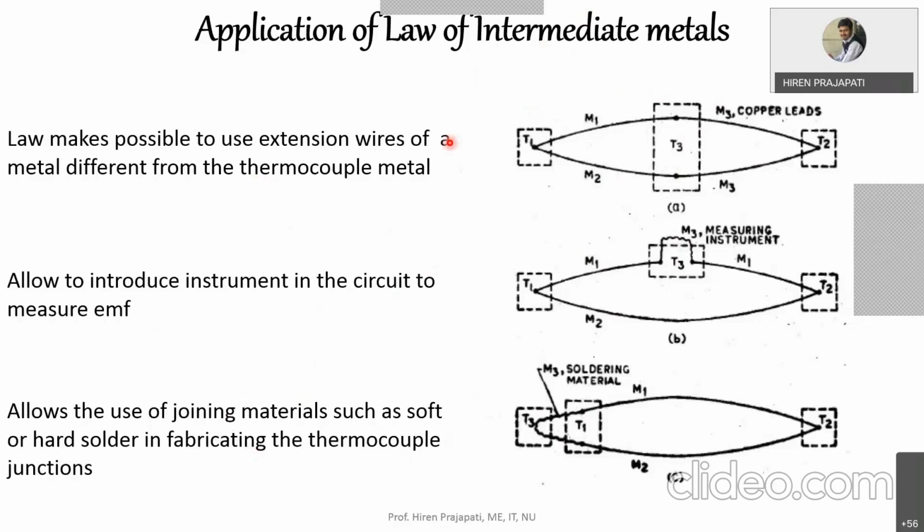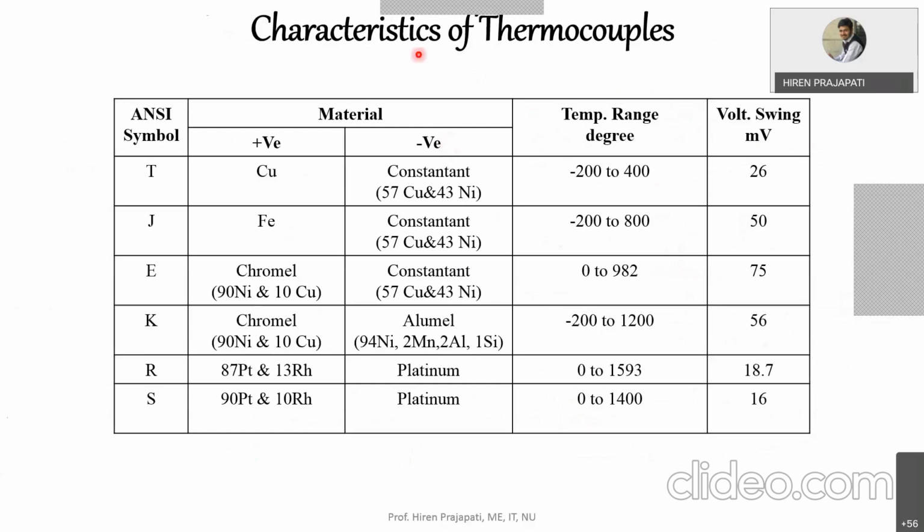Okay, so this is about the characteristics of thermocouple. These are the ANSI symbols of 6 different thermocouples: T, J, E, K, R, S. In industry, these thermocouples are identified based on ANSI symbol. So if you go to purchase a thermocouple, they will ask you which thermocouple you want, so you just need to call its ANSI symbol.